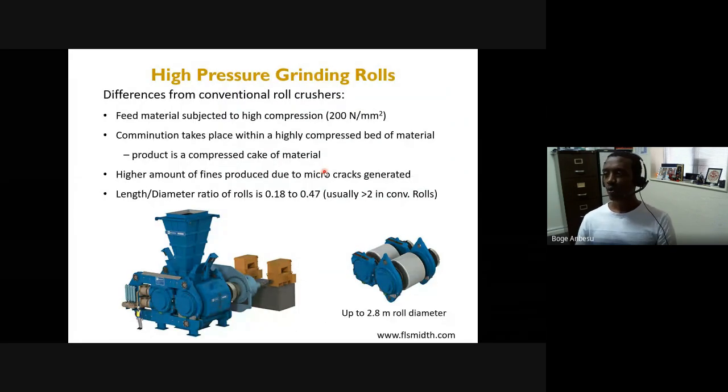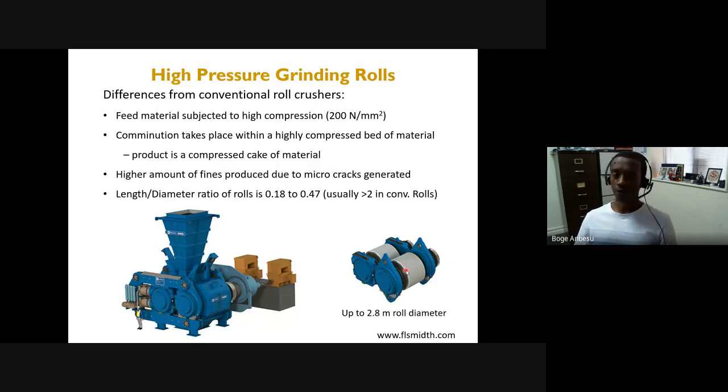High pressure grinding rolls are again more recent technologies. I talked about roll crushers, I think, in one of the crushing lectures. So high pressure rolls are actually different from conventional rolls because people make them very large. So these rolls here are very large compared to the length. So typically the ratio of length to diameter is somewhere between 0.1 and 0.5.